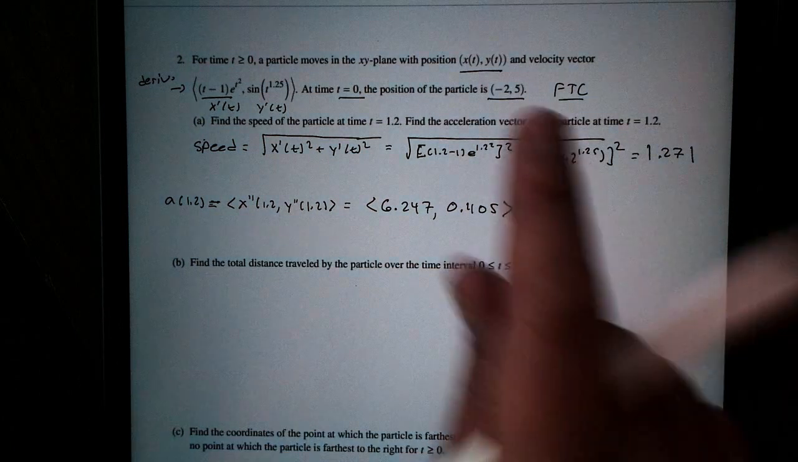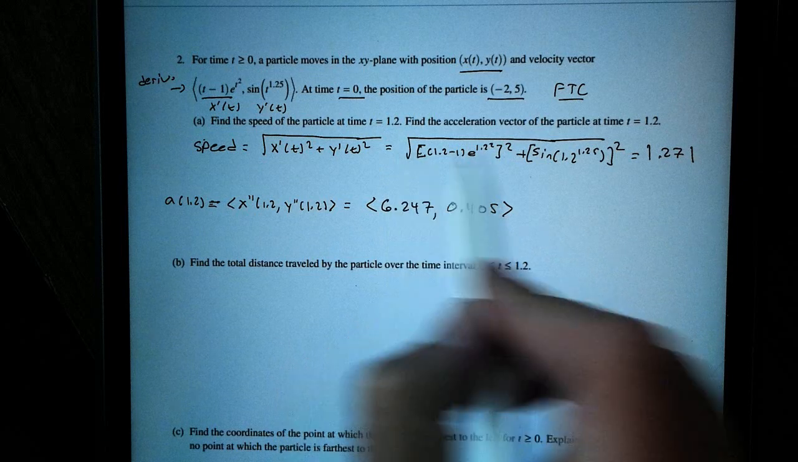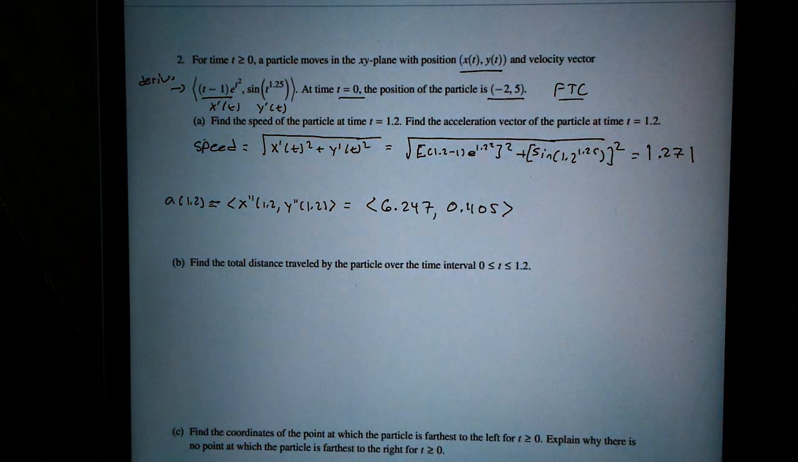Now, how much would this be worth? This question might be worth 3 points. Get a point for your speed equation in your answer, and 1 point for your acceleration vector. This would be worth about 3 points, I would think, for part A, but don't quote me on that one. This is not the official score. I don't have the scoring guidelines for this yet.